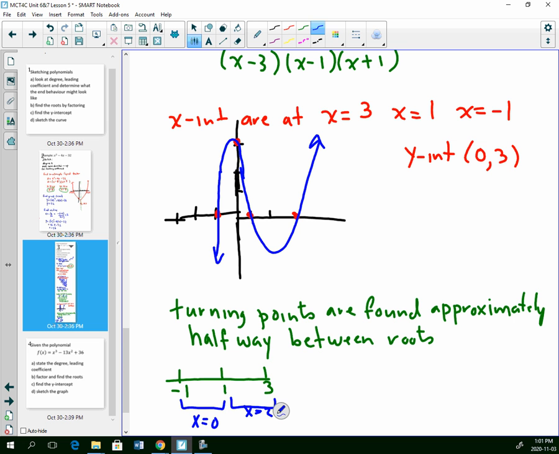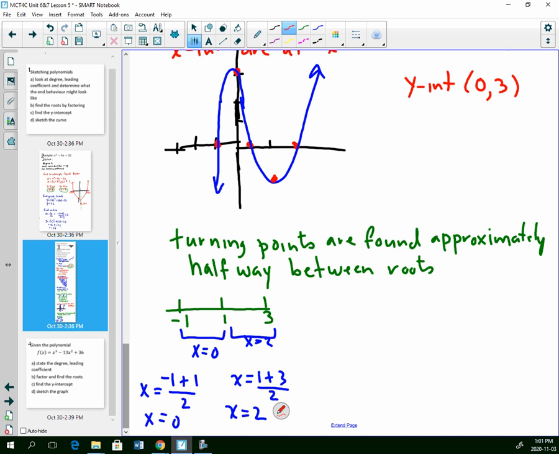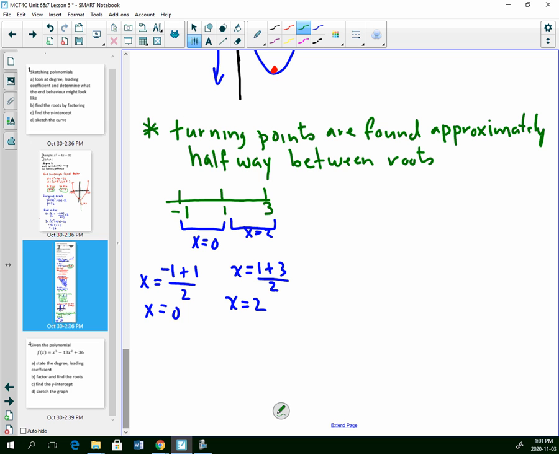And then it turns somewhere at 2. So over 2 down here is the other turning point. Okay, you don't have to do that. That's entirely optional, but that's how you would find them if you wanted to find them. You could just find the halfway points between those x-intercepts by adding them together and dividing by 2. And then you would just plug them back in to find the y, right?